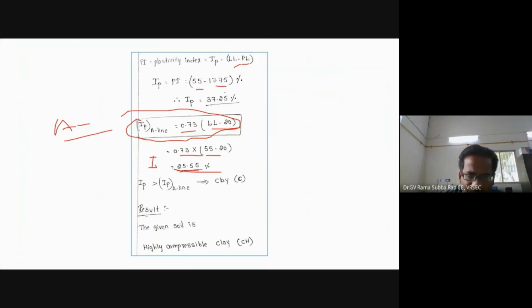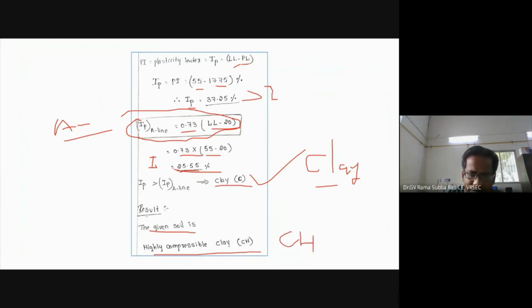IP is 37.25. So IP is greater than IPA line. If your plasticity index is more than the IPA line, then you can say that the given soil is clay. For example, if IPA is more than IP, then it is called silt. So finally, we can conclude that the selected soil is a fine-grained soil, it is a clay, and it is a highly compressible clay. Therefore, the given soil is highly compressible clay.